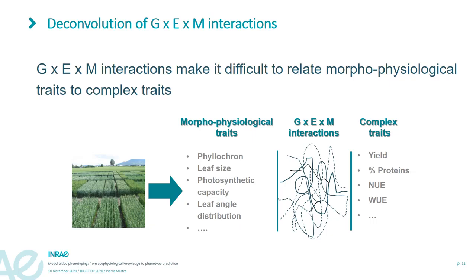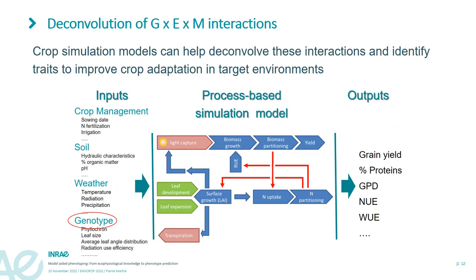So one difficulty now is to relate variations of simple morphophysiological traits describing the structure and functioning of canopies to complex traits such as yield or protein content. This is because of large genotype by environment by management interactions. And these interactions can be deconvolved using process-based simulation models informed with parameter values estimated from phenomics and that are used to simulate grain yield or protein concentration.